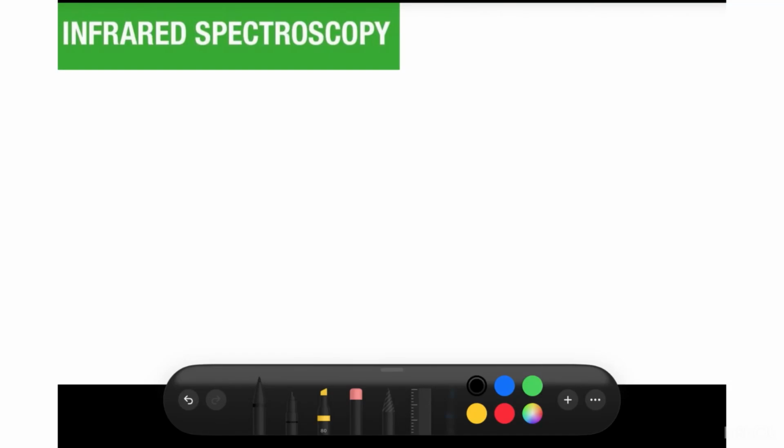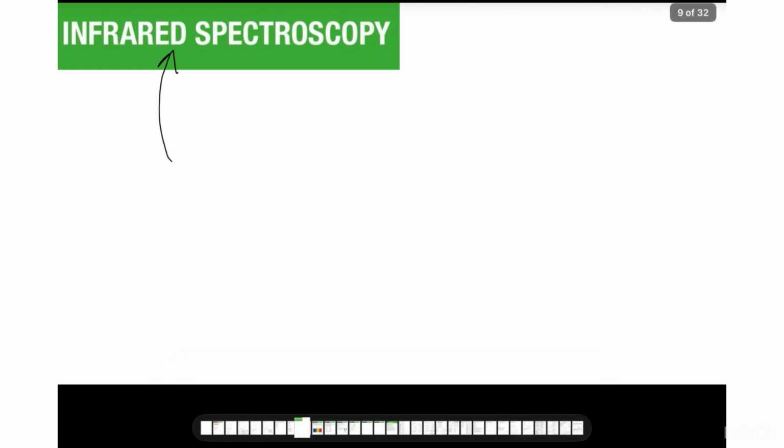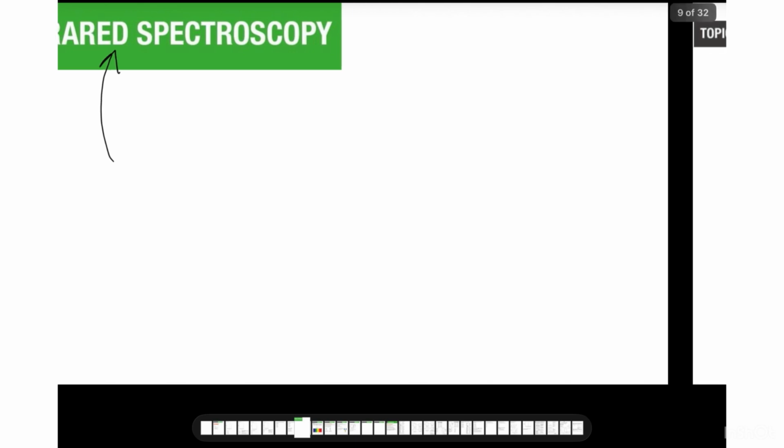Welcome everybody in part 2 of spectroscopy. Today's lesson is about infrared spectroscopy. What is infrared and what is the relationship between the lesson today and the functional group of a compound?